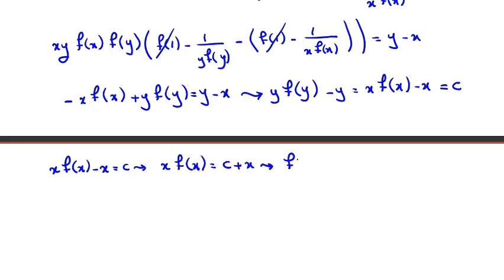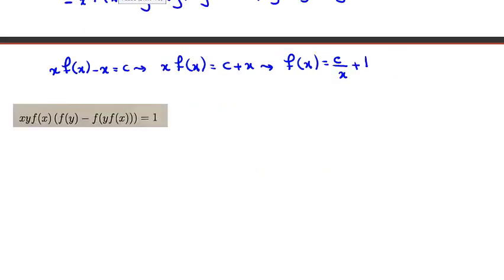And then we divide both sides by x because x is positive real numbers. The problem says it is not 0. You can divide: f of x equals c over x plus 1. Now we want to find c. If we find c, then the problem will be solved completely. Again, we should use replacement in main equality.